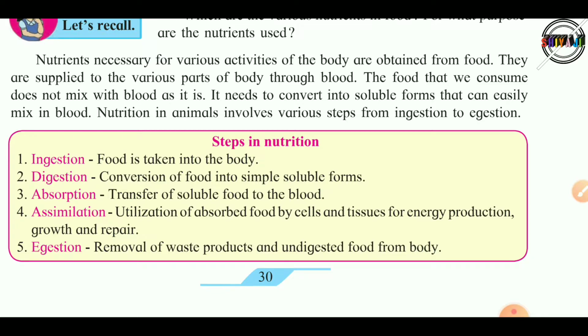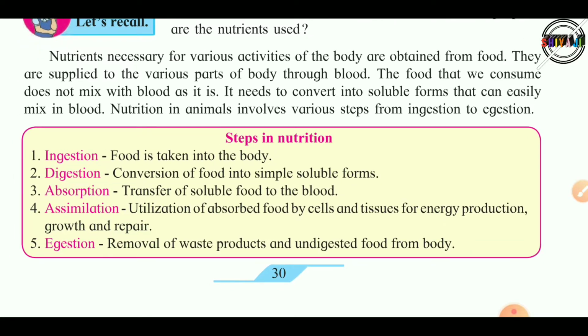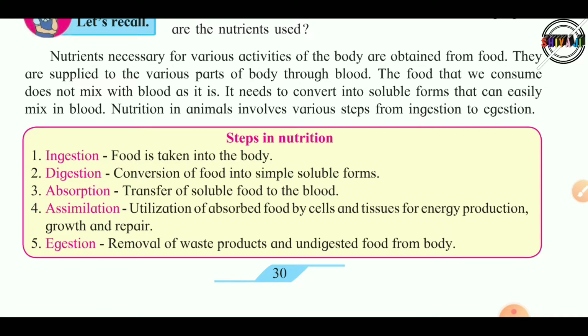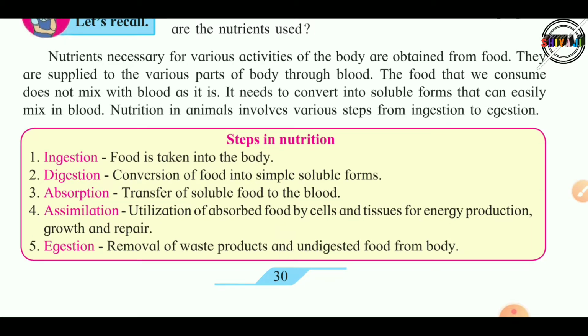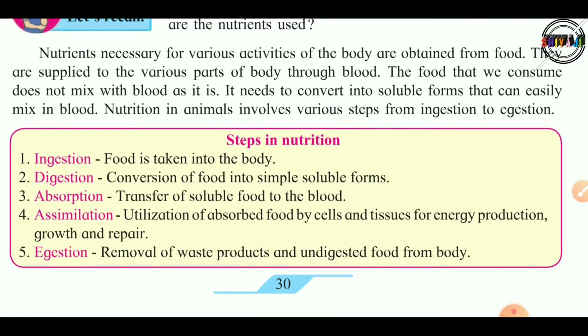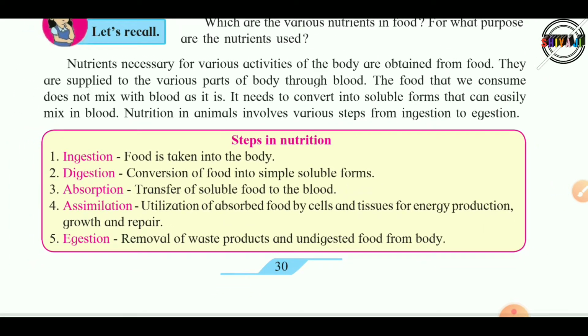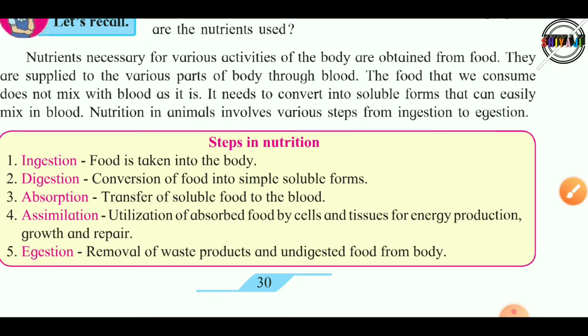They are supplied to the various parts of the body through the blood. The food that we consume does not mix with blood as it is. It needs to be converted into soluble forms that can easily mix in blood. Nutrition in animals involves various steps from ingestion to egestion.